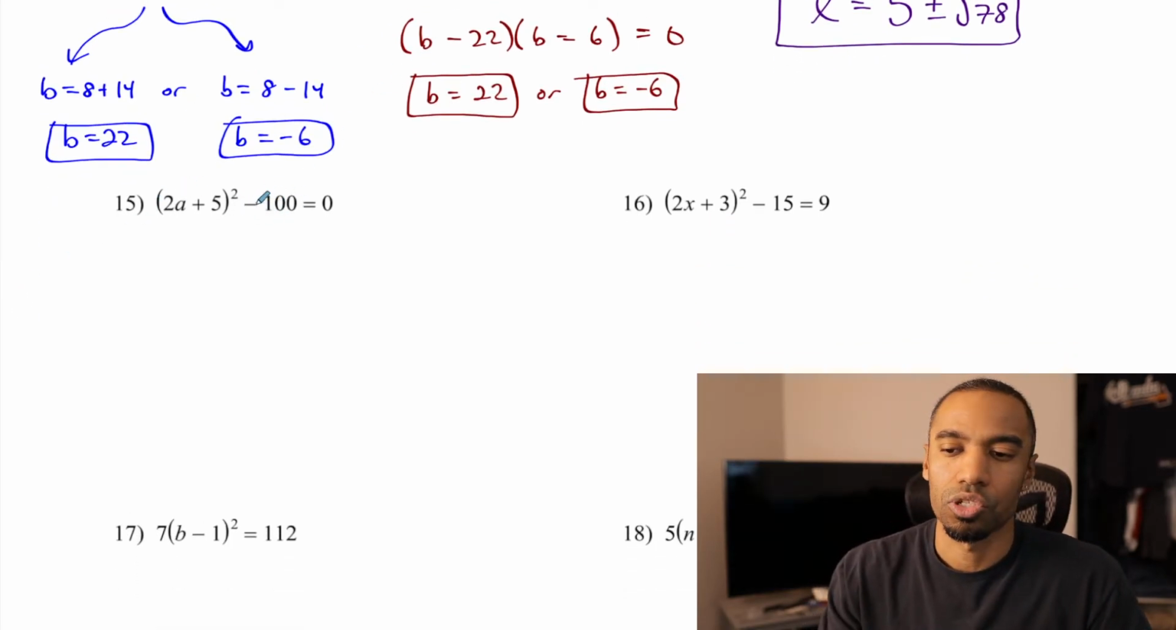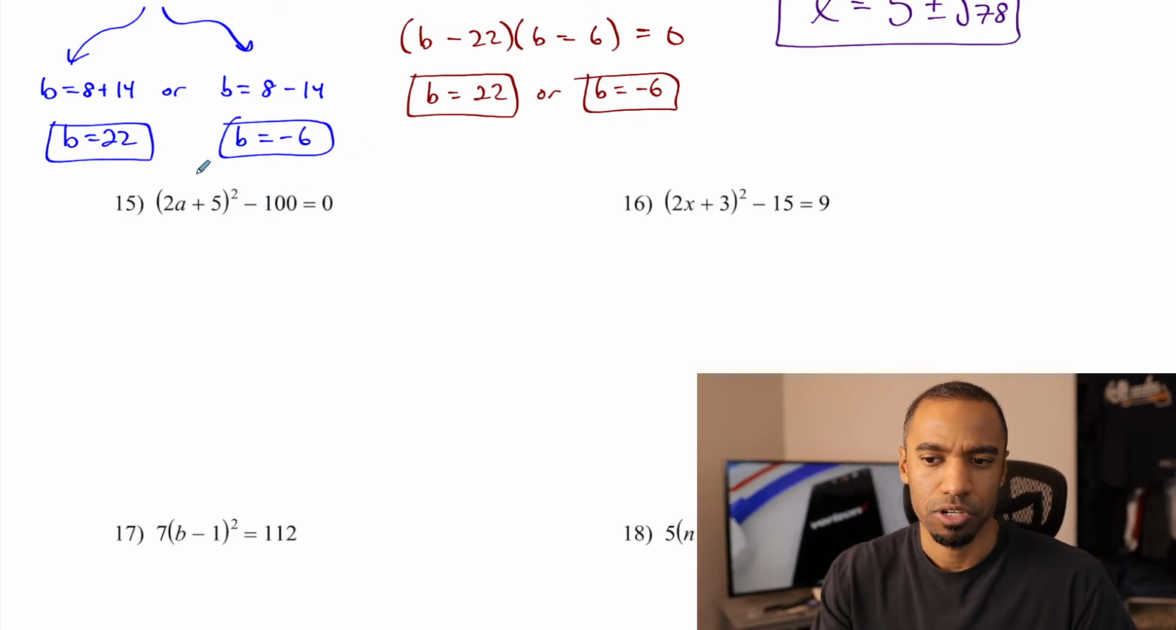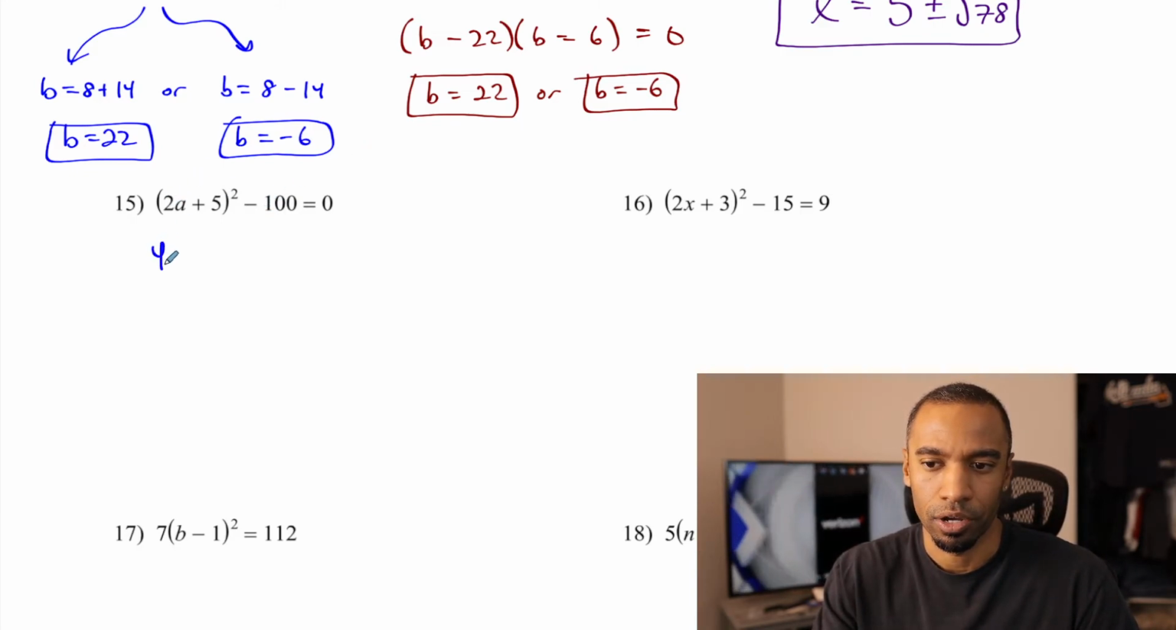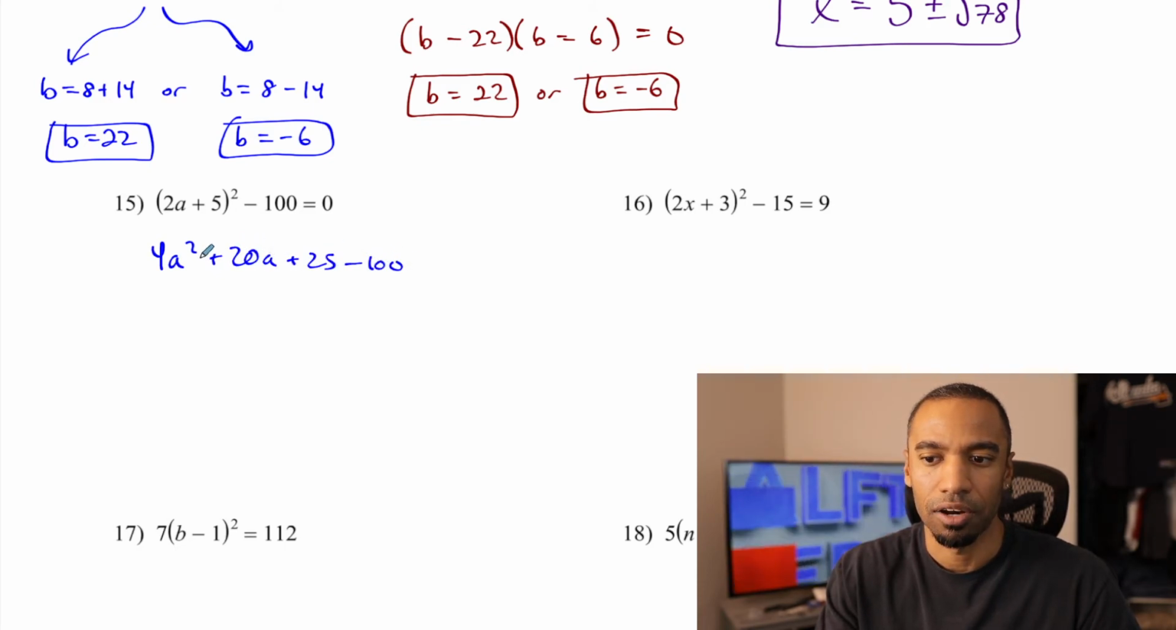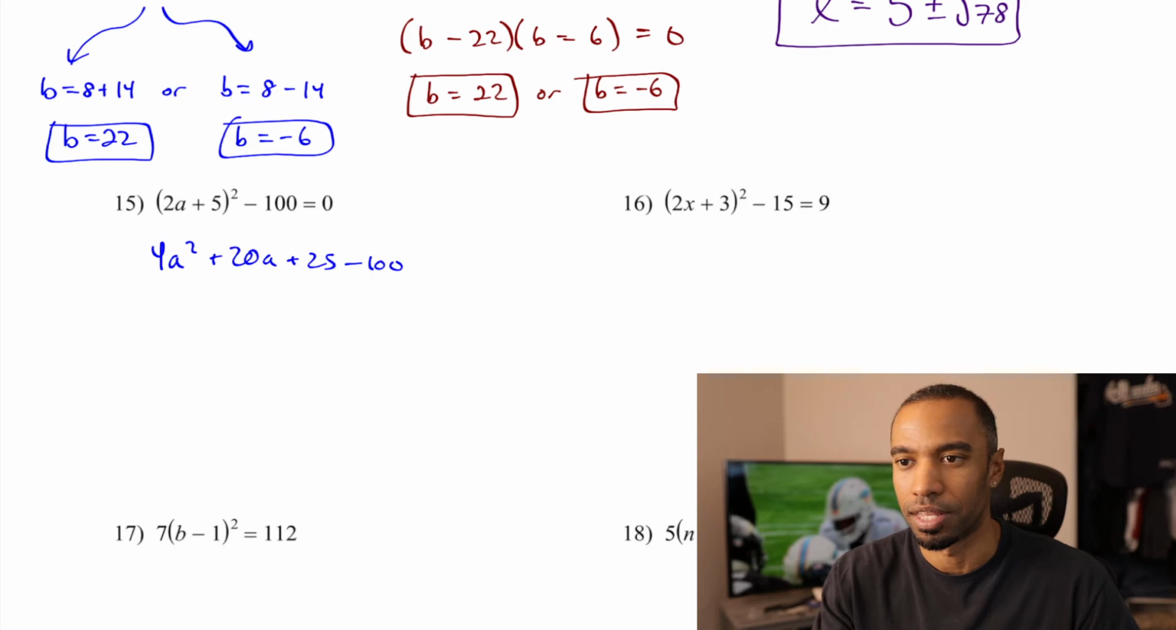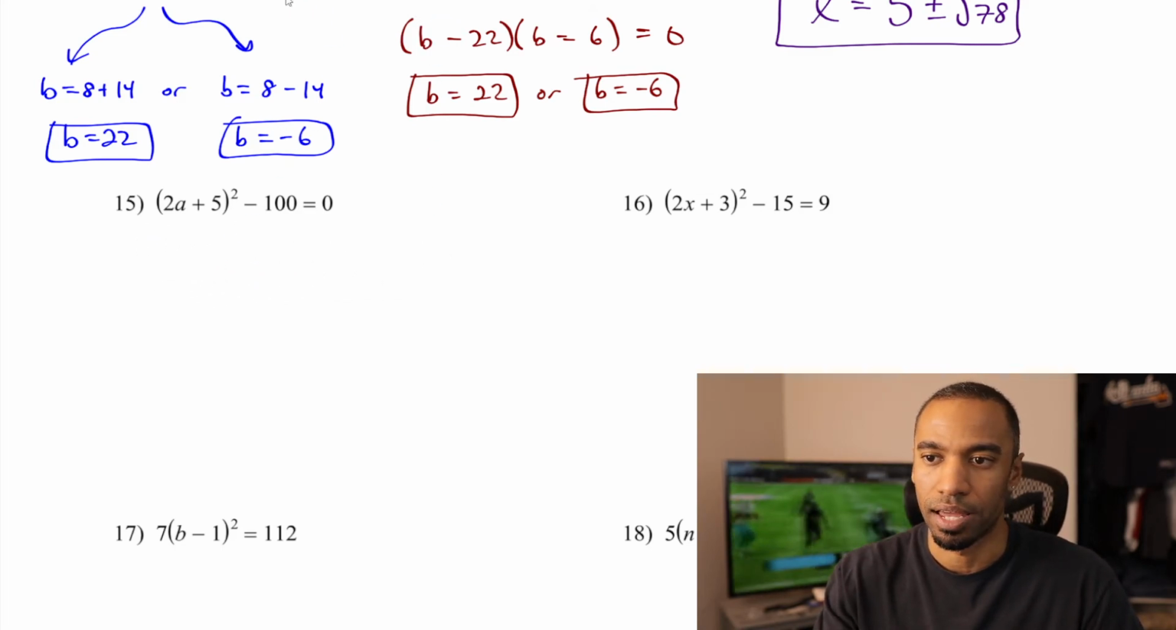All right, number 15 here. We have to isolate the squared quantity still. Even though this might have rational solutions, I don't think a lot of people are going to want to go the route of 4a squared plus 20a plus 25 minus 100. I don't think people want to factor with a 4 and things like that. And I'm not asking us to do that right now anyway.